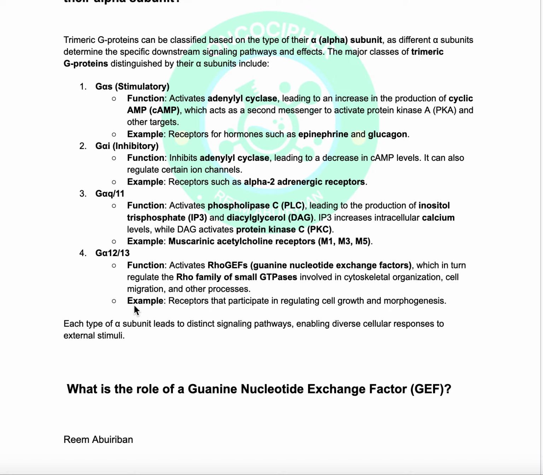So these receptors are present in processes related to cell growth and to morphogenesis. Each type of alpha subunit leads to a distinct signaling pathway, enabling diverse cellular responses to external stimuli. So that makes the diversity of the G protein. So we have the G alpha S, the G alpha I, the G alpha Q11, the G alpha 12/13, and now we know examples of each type.